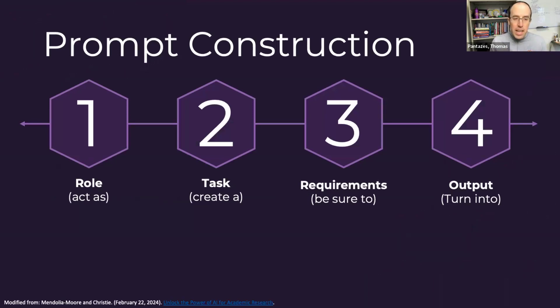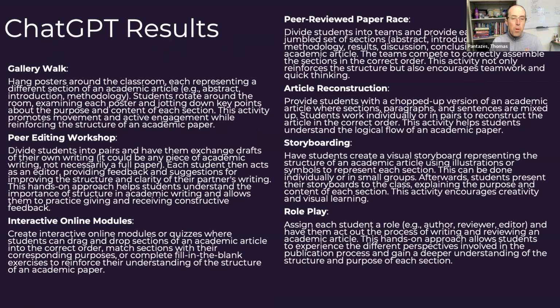And this is the prompt that I came up with for brainstorming. You're a college professor teaching the basic structure of an academic article. Generate some creative ways to teach these concepts using active learning strategies. And here was what I got. I won't bore you with watching it generate the results this time. So what is that? 7 different ideas.